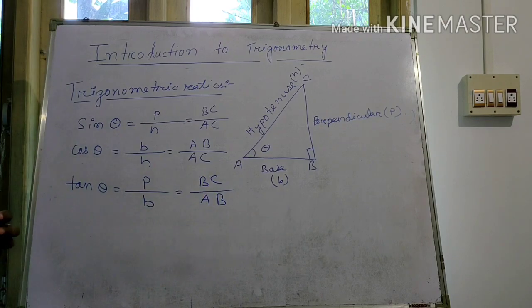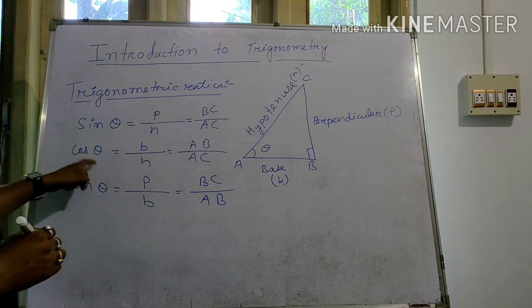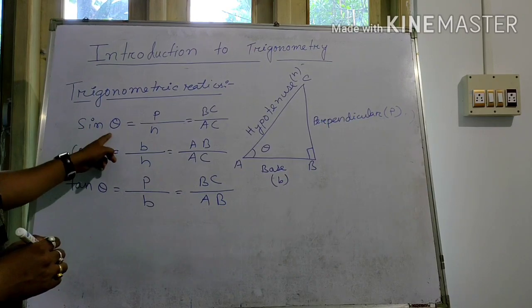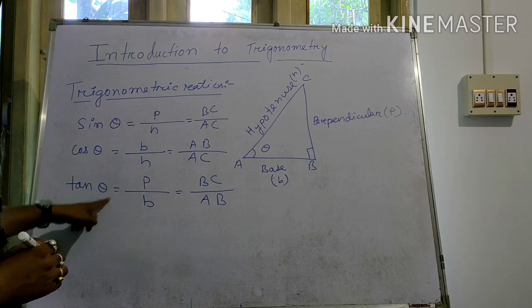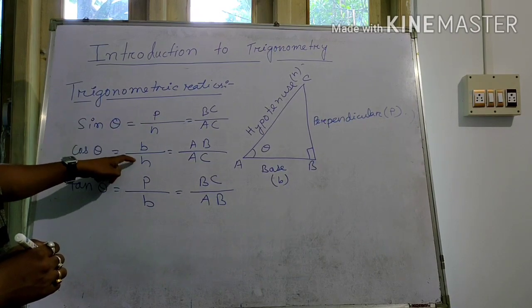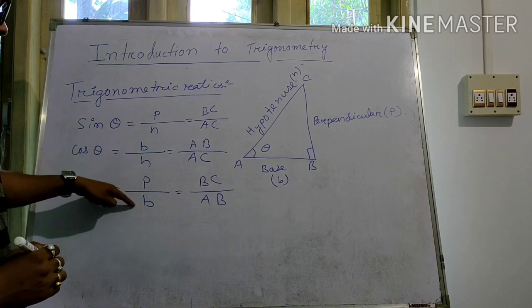Another thing: if you know sin theta and cos theta, you can directly find tan theta. If you divide sin theta by cos theta, you will get tan theta. That is P by H divided by B by H. H is cancelled, then you will get P by B.